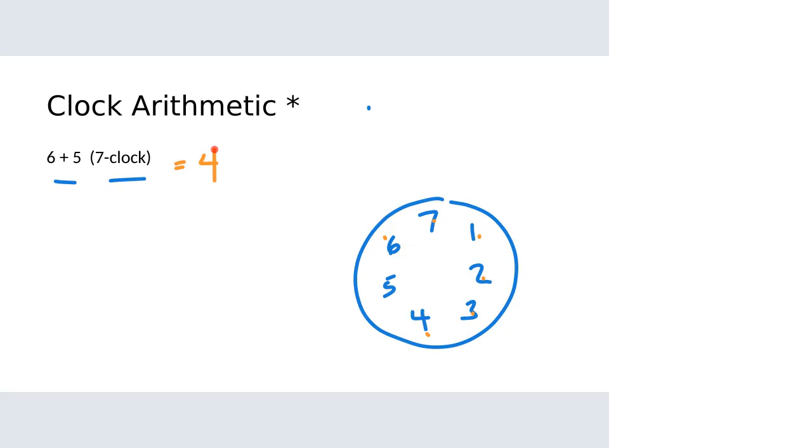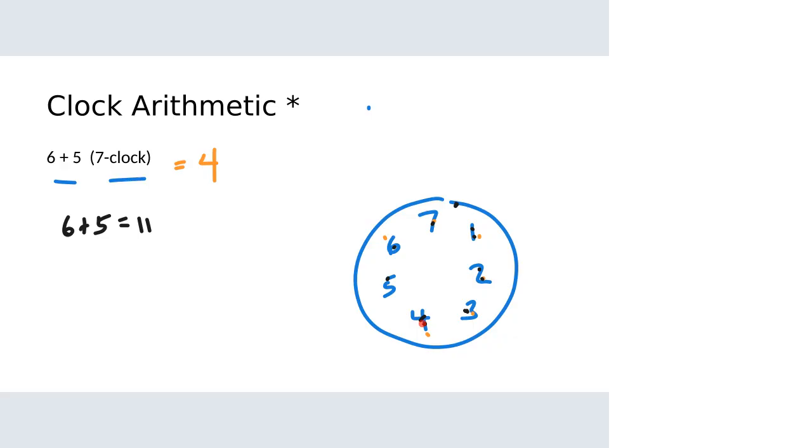You could instead say, well, 6 plus 5 is 11. So what if I just start at the beginning of this clock and go around 11? 1, 2, 3, 4, 5, 6, 7, 8, 9, 10, 11. Still landed at 4, so that works.